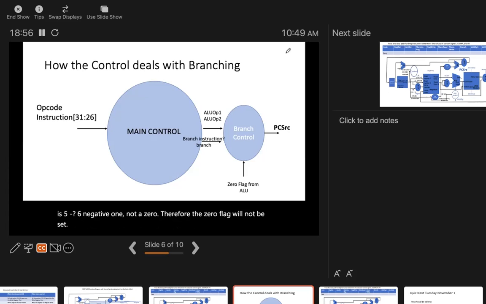So the branch control unit takes ALU op1 and ALU op2 to differentiate between BEQ and BNE. It takes in the branch flag to determine whether it is indeed BEQ or BNE, and the 0 flag from the ALU unit to generate the PC source.